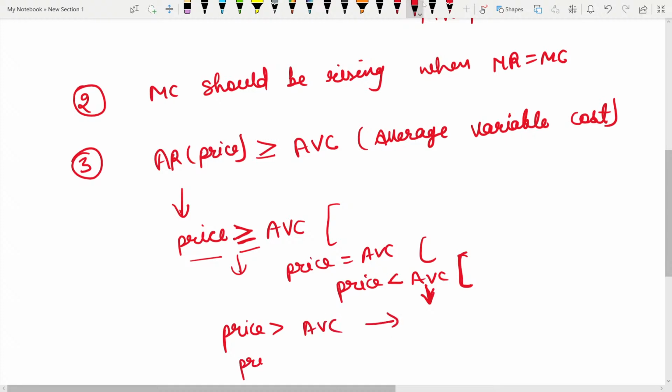And if price is equal to ABC, it will also be good, but not, we can say, beneficial. The term beneficial is not very good to use for producers. But yes, we can say that if price is equal to ABC, then in that case, the producer is still able to cover at least average variable cost. Okay, so those are the three that I talked about.